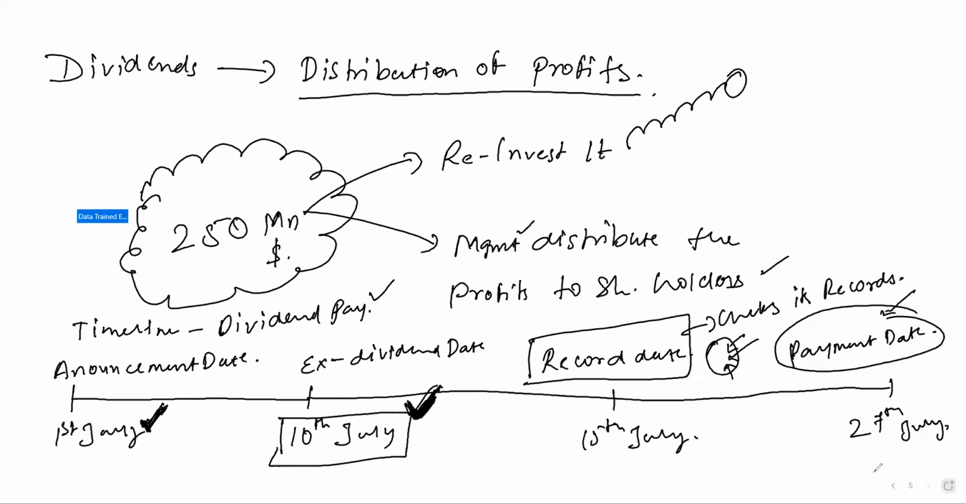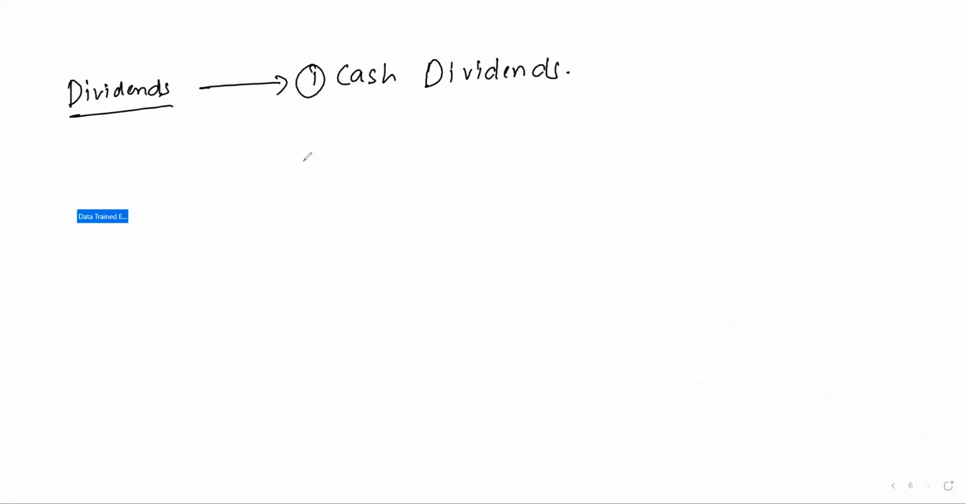Okay. Now, dividends can be cash dividends, and the second one is stock dividends.